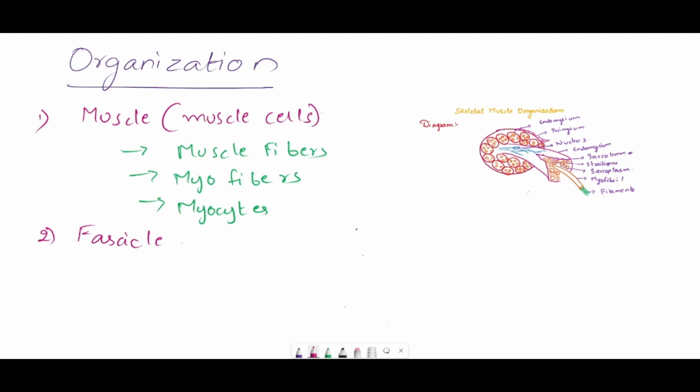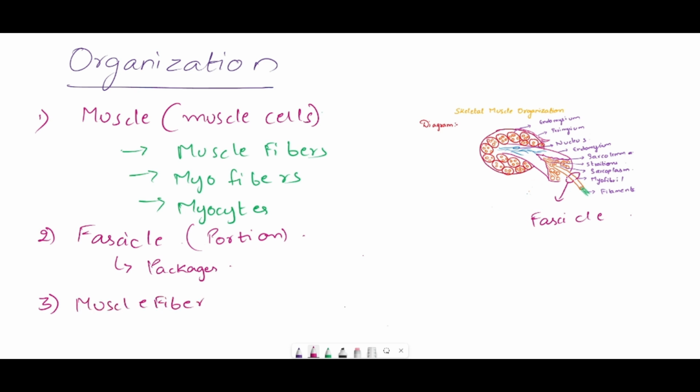So what is a fascicle? We have seen in the previous diagram a part called the fascicle, which is in this portion. What is a fascicle? It is simply a portion of muscle, and it has packages of muscle cells. Coming to the third point, which is muscle fiber. This part is called the muscle fiber. So what is a muscle fiber? It is simply a single muscle cell.